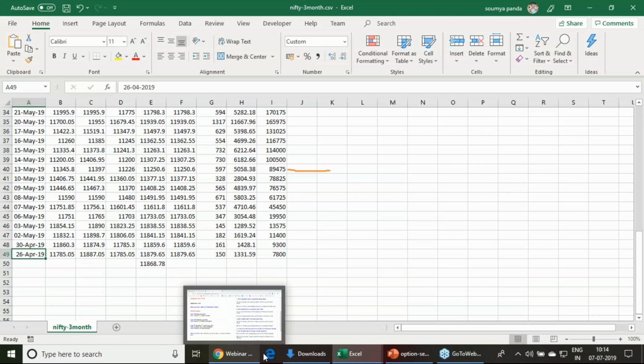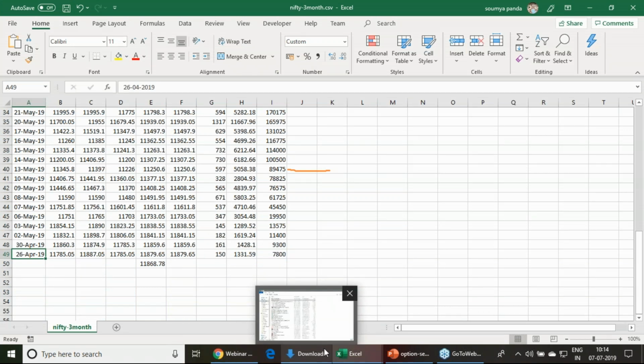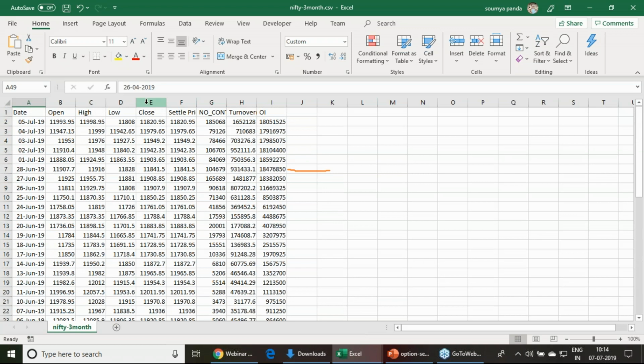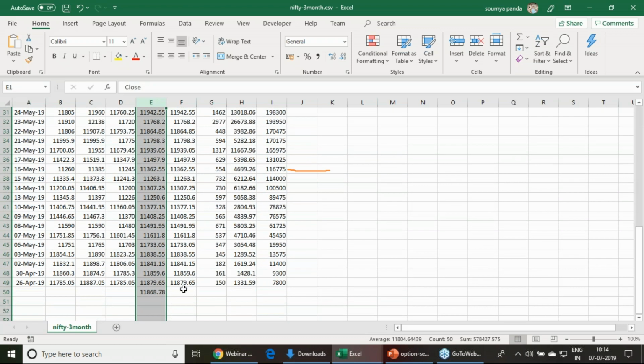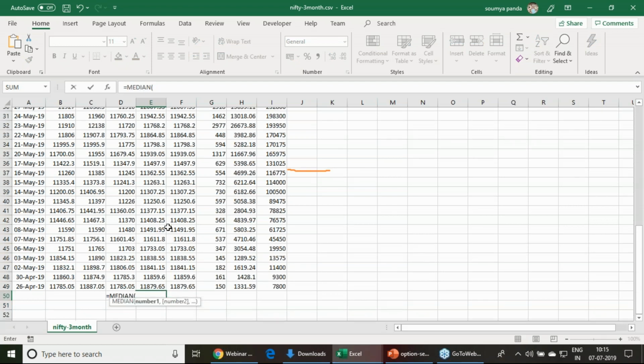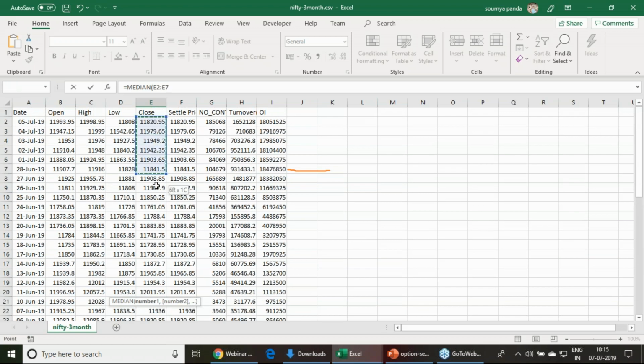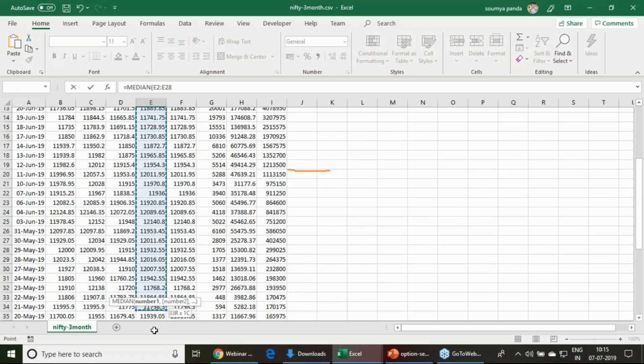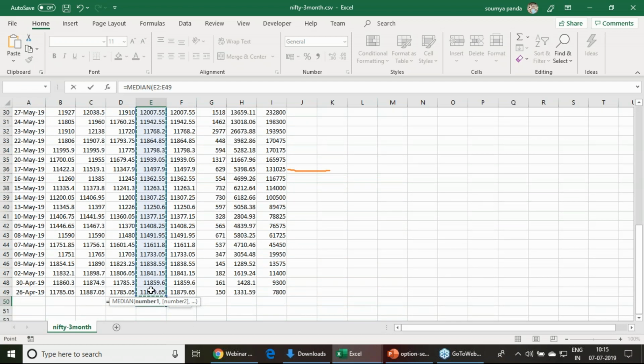After taking this data, I need to see what the median is. These are the last closing prices of Nifty, or settlement price also; closing and settlement are both the same. So I'll be taking the median. There is a formula called median, so here I'll type median in Excel. It gives the middle of whatever price action happened in the past 3 months, the statistical number, median. I'll drag over all the close values and close the bracket here.